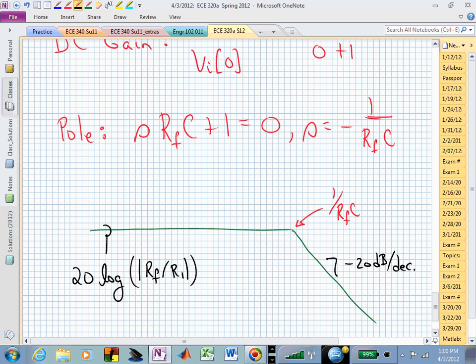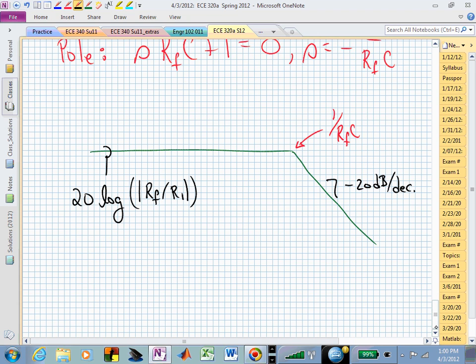That's why we did all the algebra in K through 12, so we would know how to interpret slopes. It's just now we're doing it with dB on our vertical scale, and our horizontal axis is logarithmic. All right, that's our third circuit.